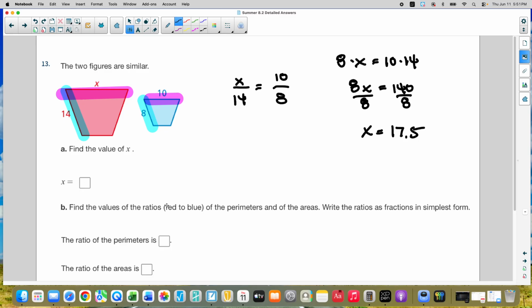Find the values of the ratio, red to blue, of the perimeters of the areas. Ooh. Write the ratio. I'm assuming that these are regular.